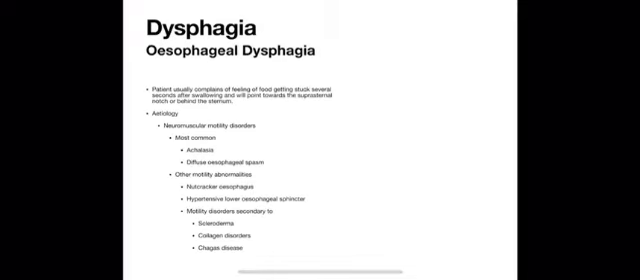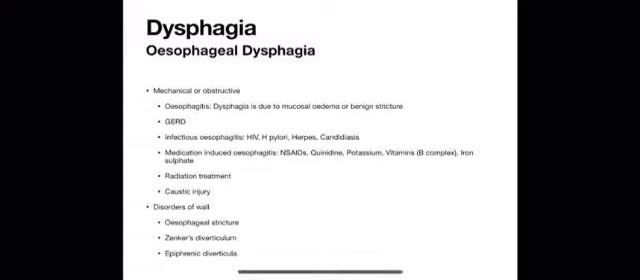Esophageal dysphagia. The patient usually complains of a feeling of food getting stuck several seconds after swallowing and will point towards the suprasternal notch or behind the sternum. The various etiological features include neuromuscular motility disorders, the most common including achalasia, diffuse esophageal spasm. Other motility abnormalities include nutcracker esophagus, hypertensive lower esophageal sphincter, motility disorders secondary to scleroderma, collagen disorders, and Chagas disease.